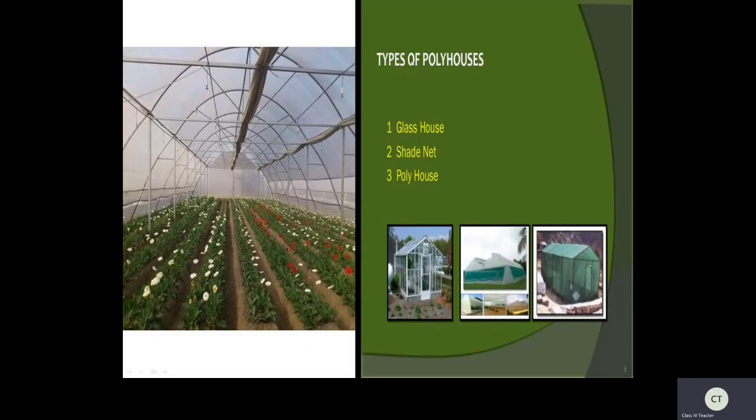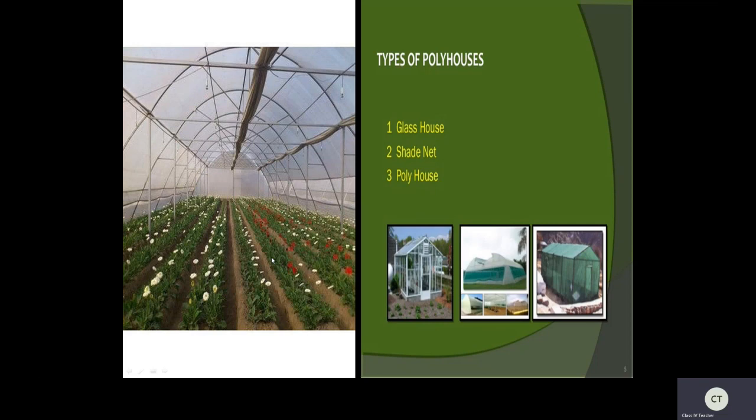So see here, we have discussed poly houses. Poly houses are nothing but, see here, shaded nets. Can you see the shaded nets? There are different types. Shaded nets provide some climatic conditions and they grow the plants. Now poly houses, see, this is a poly house. We can find a wide variety of plants here. Did you understand about this shade net and this poly house?